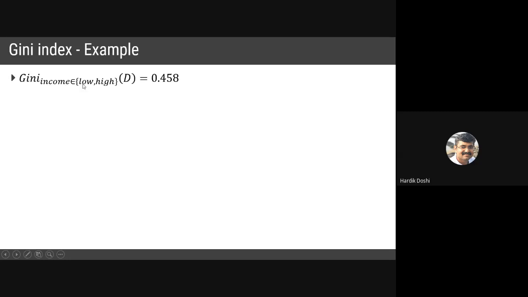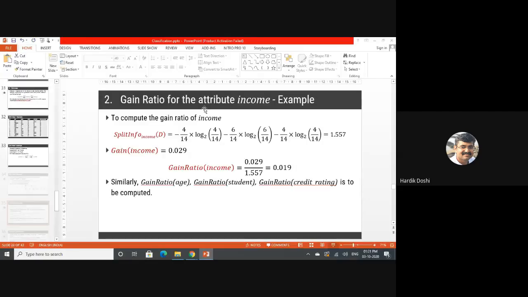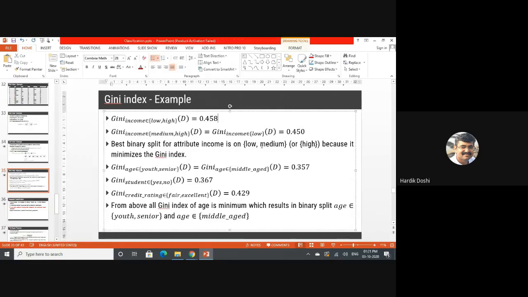See, the Gini for income belongs to low high is given as 0.458. I have not given the calculation. The same way you can calculate it. In the same way, the Gini for income belongs to medium high is equal to 0.450. Now over here I have not mentioned Gini for income belongs to medium. It is the same for both. Let me mention it.